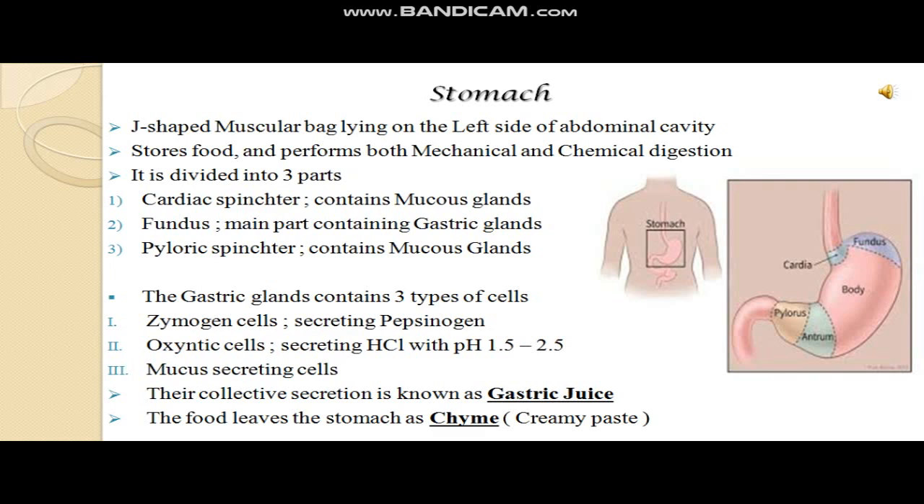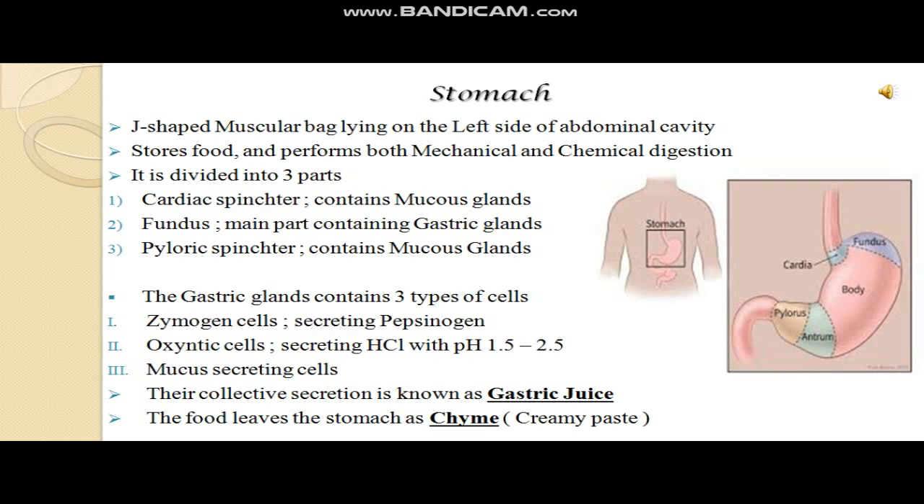This acidifies the bolus, and after much churning in the stomach, it is converted into an acidic creamy paste called chyme. The final part of the stomach is the pyloric sphincter. It is also a valve that controls the exit of food from the stomach.